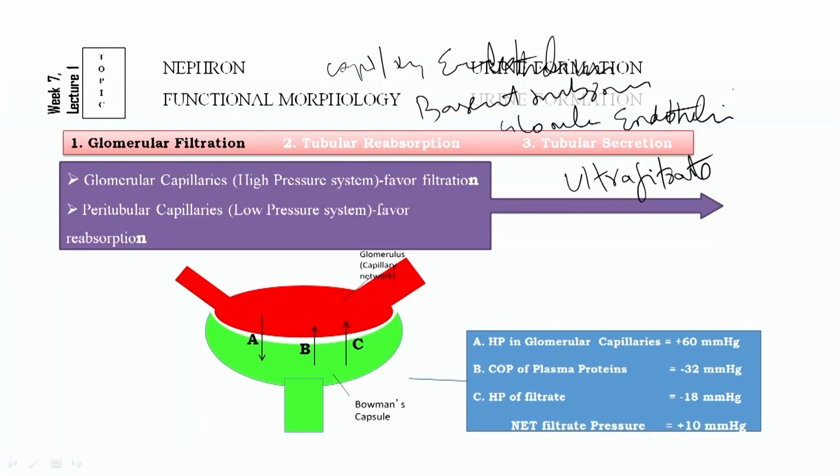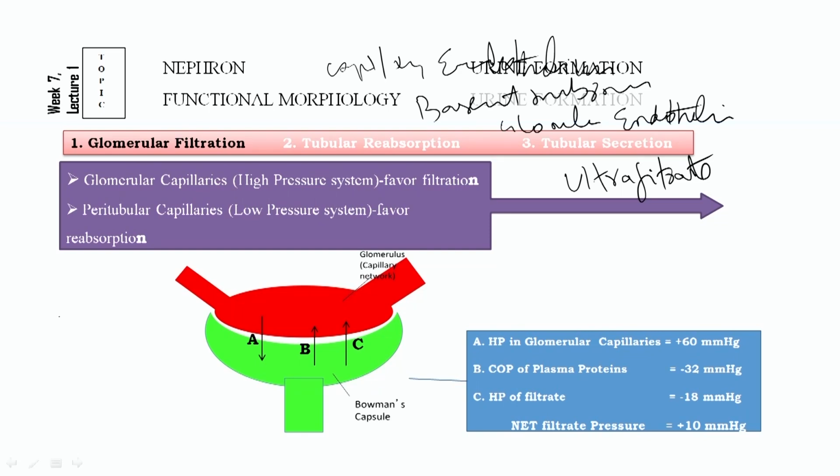So what type of filtrate is it? It is an ultrafiltrate. It is also equivalent to the plasma of the blood. That means the same thing is present here except the blood cells as well as some proteins. Fine, so this is about the glomerular filtrate.